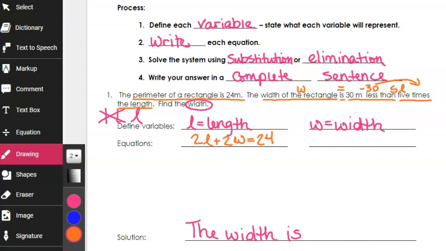So I'm going to go ahead and write my equation. The width of the rectangle is 30 meters less than 5 times the length. So there's my second equation.